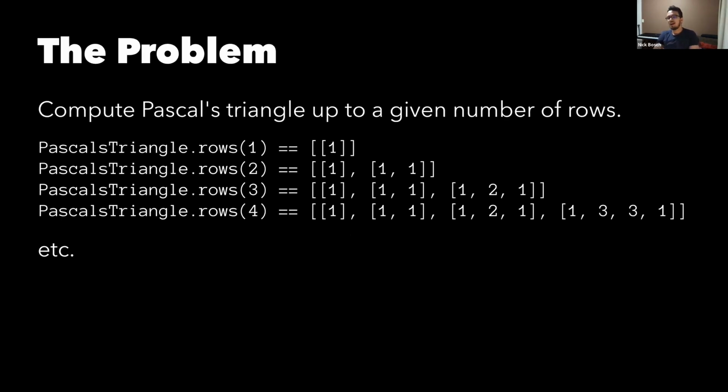The problem on Exercism is basically this: compute Pascal's triangle up to a given number of rows. Here are some example inputs. You can see we're representing the triangle as a two-dimensional array, and each array within the main array is a row. So for the third row here, for example, you can see 1, 1, 1, 1, 2, 1, etc.